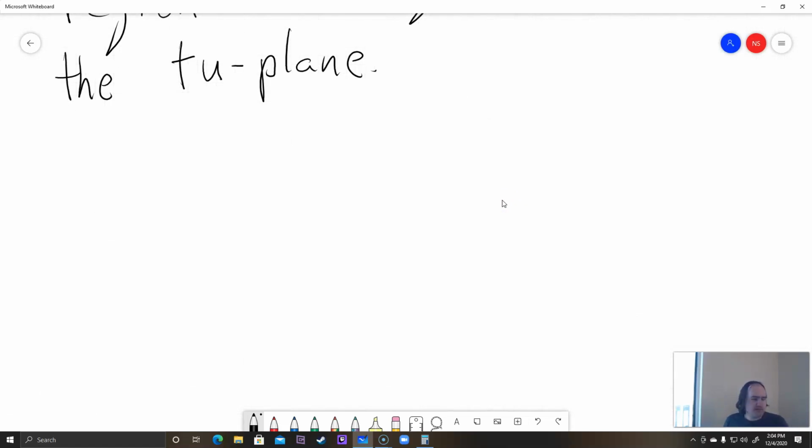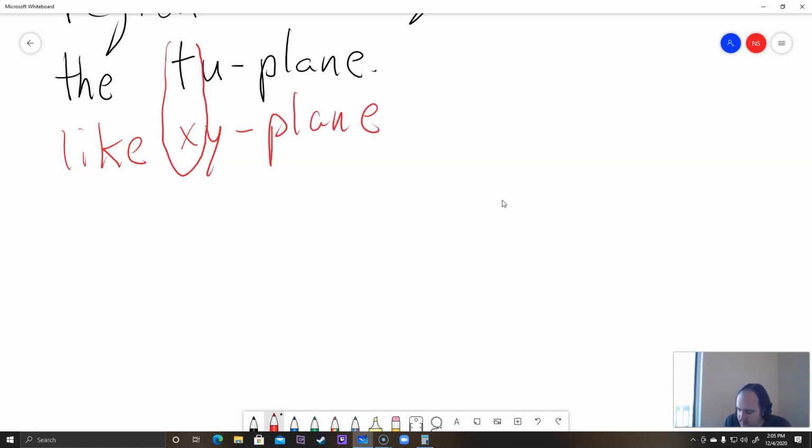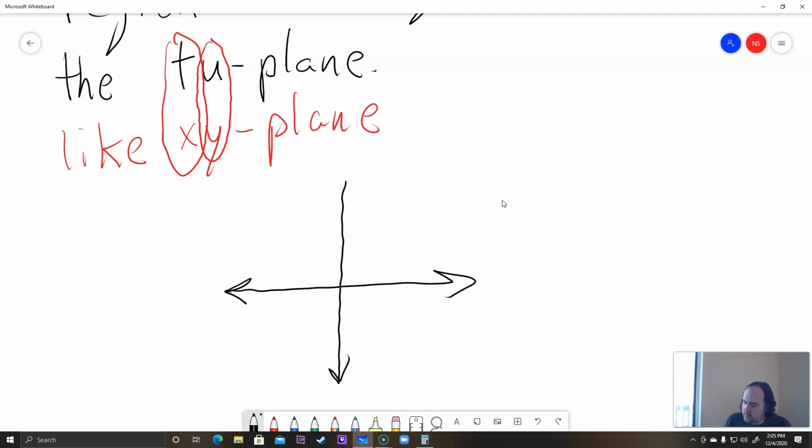It's just like the XY plane. So the first variable is the same as x, and the second variable is the same as y. Okay, so this is like the xy plane. So you can kind of think of t as your independent variable, like x, and u as your dependent variable, like y. So for your sketch, your horizontal axis, instead of being the x-axis, is now going to be the t-axis, and your vertical axis, instead of being the y-axis, is going to be the u-axis.